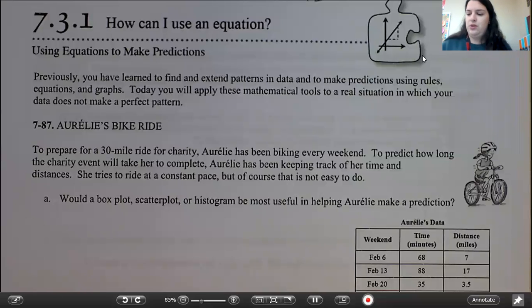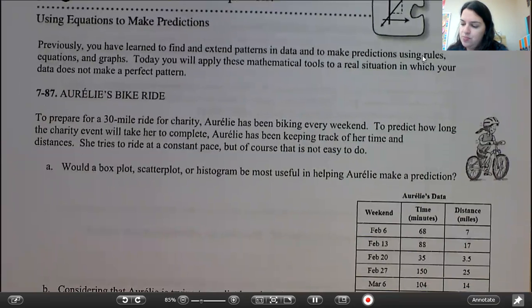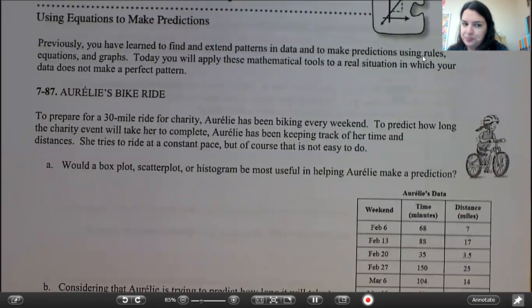Okay, hi everyone, I'm here with your 731 lesson, How Can I Use an Equation? Using equations to make predictions. Previously, you have learned how to find and extend patterns in data and to make predictions using rules, equations, and graphs. Today, you will apply these mathematical tools to a real situation in which your data does not make a perfect pattern. Ariel's bike ride, 787.